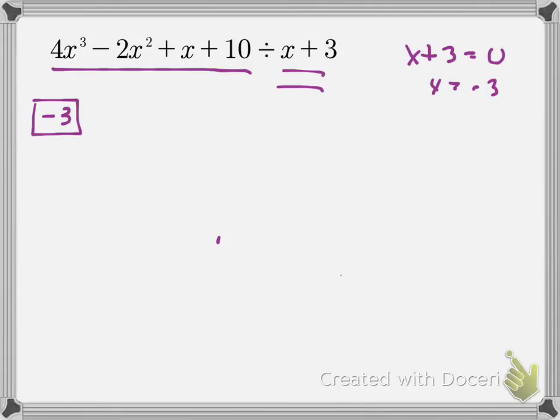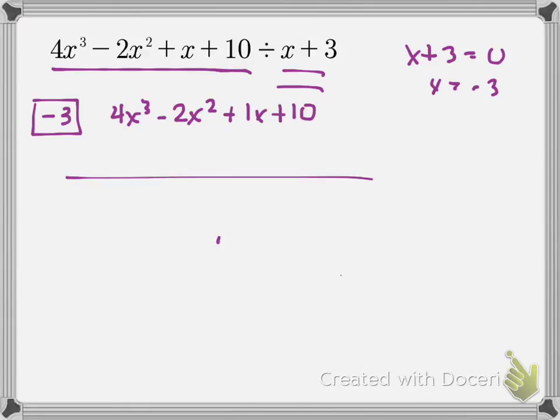Alright, then you're going to take the polynomial that you're dividing and write it out in order in standard form. So that's 4x to the third, negative 2x squared, plus 1x, plus 10. Alright, and then this thing works pretty easily. Drop your first number.